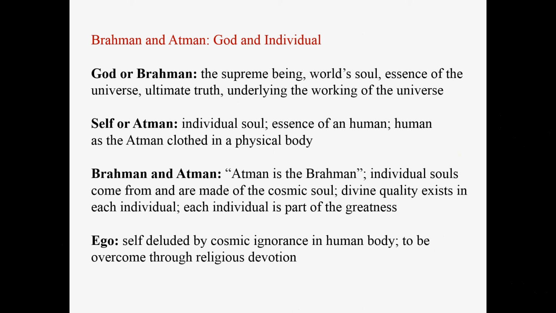Brahman and Atman. Basically, this is a relationship between God and the individual. God, or Brahman, is interpreted as the supreme being, the world soul, the cosmic soul, the universal soul, the essence of the universe, the ultimate truth. Ultimate truth here means that God is the ultimate answer, the ultimate reasoning to everything that is happening in the universe. God underlies the working of the universe. And God is all knowledgeable and all powerful. So that is the notion of God, or Brahman.